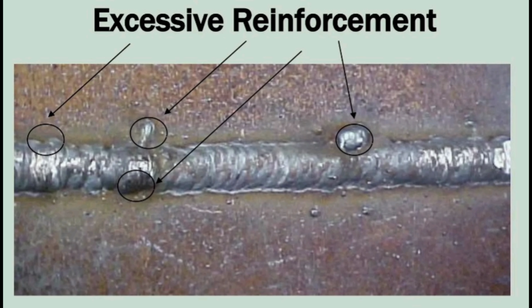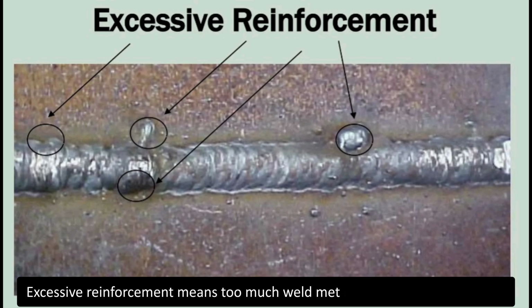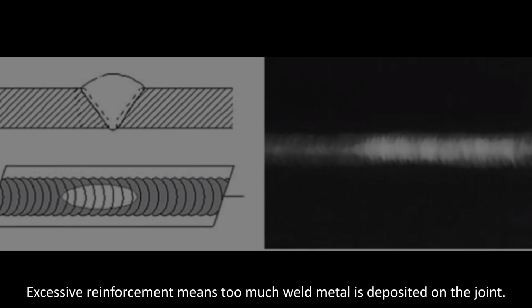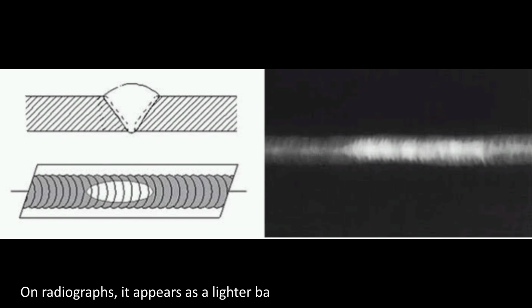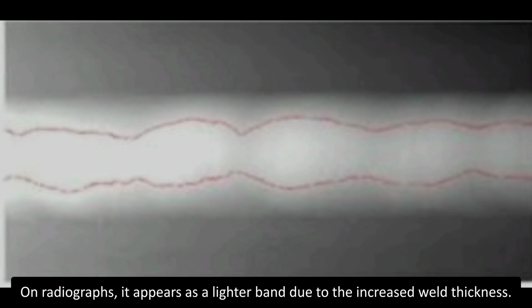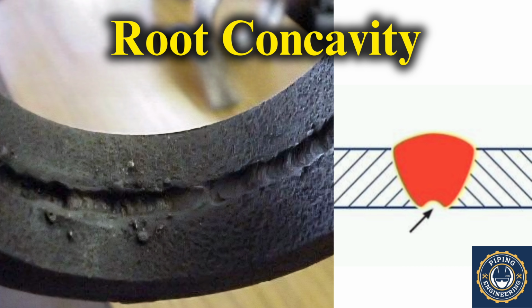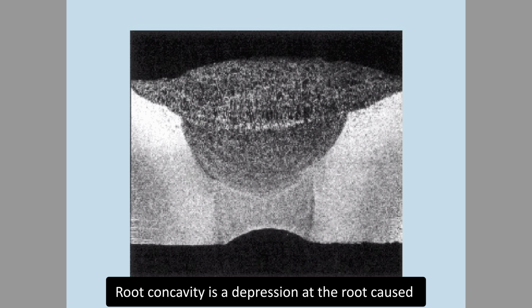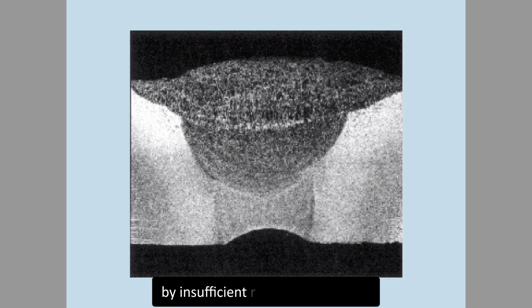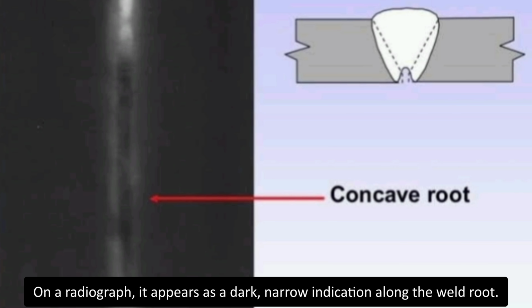9. Excessive reinforcement. Excessive reinforcement means too much weld metal is deposited on the joint. On radiographs, it appears as a lighter band due to the increased weld thickness. 10. Root concavity. Root concavity is a depression at the root caused by insufficient root reinforcement. On a radiograph, it appears as a dark, narrow indication along the weld root.